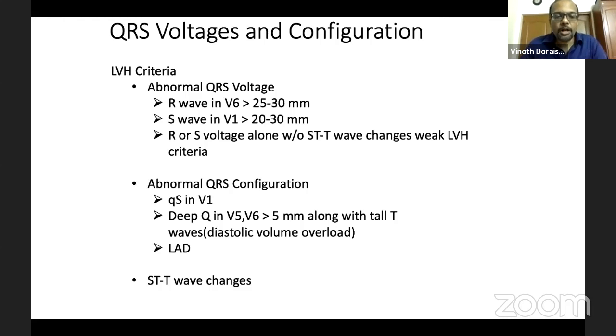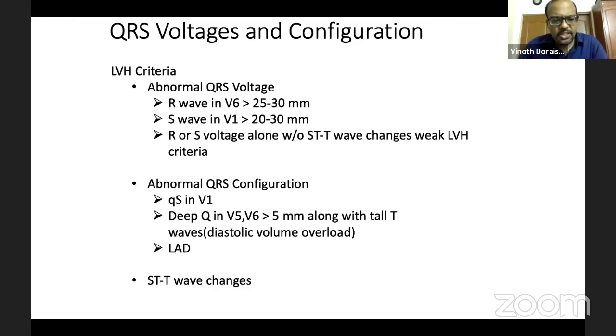Then coming to the diastolic volume overload, the next point. Hypertrophy can be pressure hypertrophy or volume hypertrophy. In the case of conditions like aortic stenosis, okay, or systemic hypertension, it is a pressure hypertrophy. But in the case of conditions like mitral regurgitation, aortic regurgitation, or a VSD, PDA, there is a volume overload or a volume hypertrophy. These conditions will usually have a deep Q wave in V5, V6 more than 5 millimeter along with tall T waves. So that means a volume overload for the left ventricular hypertrophy, and also a left axis deviation.